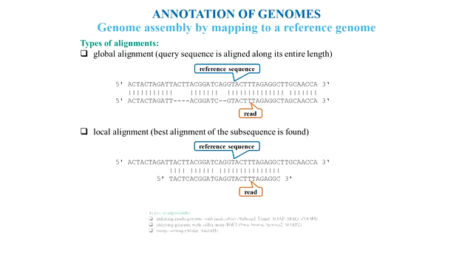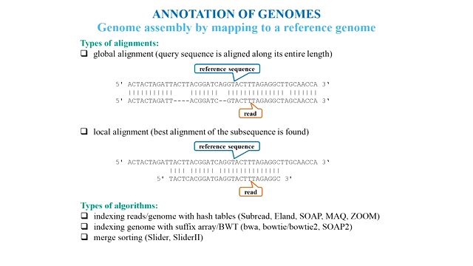As for an effective alignment algorithm, many different approaches to solving this problem have been developed. One approach is based on indexing of reads and the genome using hash tables. Subread is a good example of such algorithms. Another one is indexing the genome using a suffix array or Burrows-Wheeler transform, and Bowtie 2 is a representative of this kind of algorithms. And finally, some approaches use merge sorting, such as the Slider algorithm.